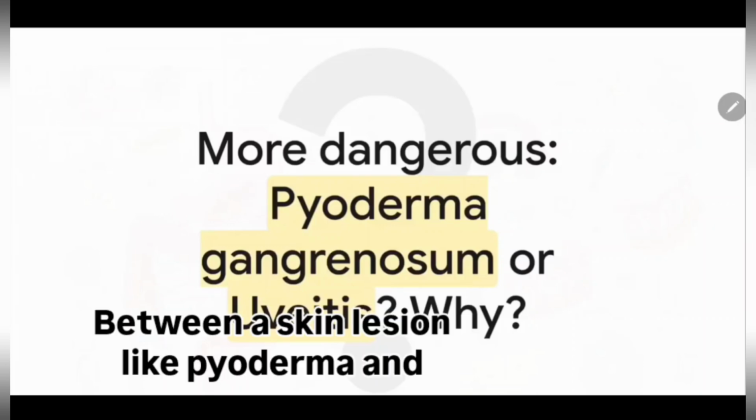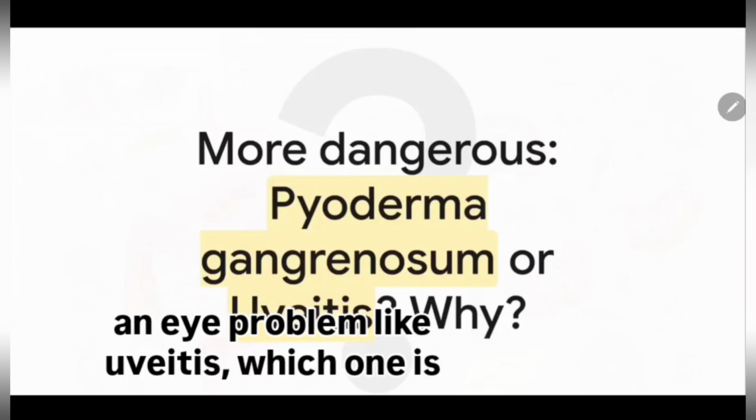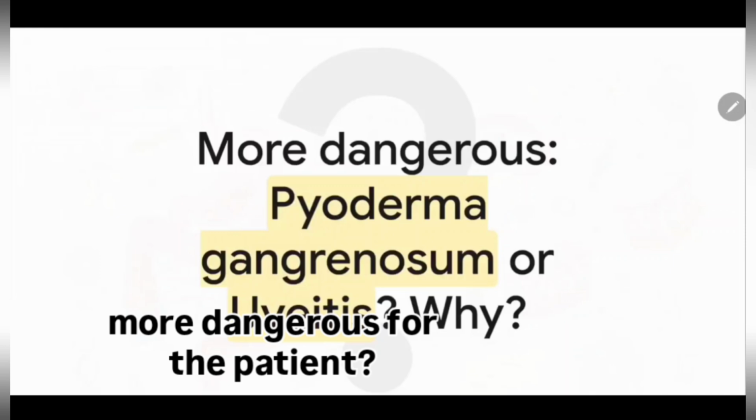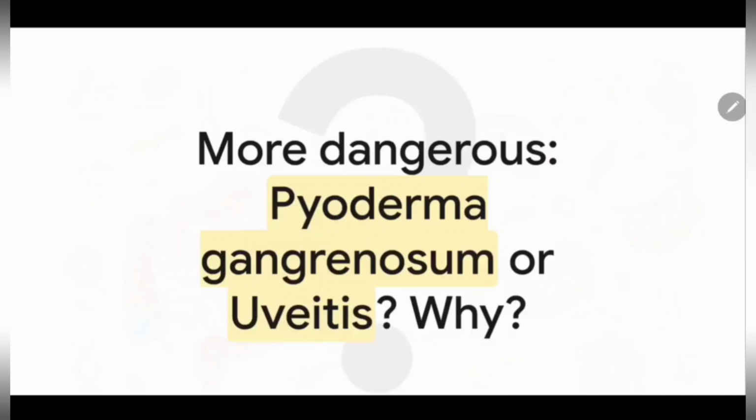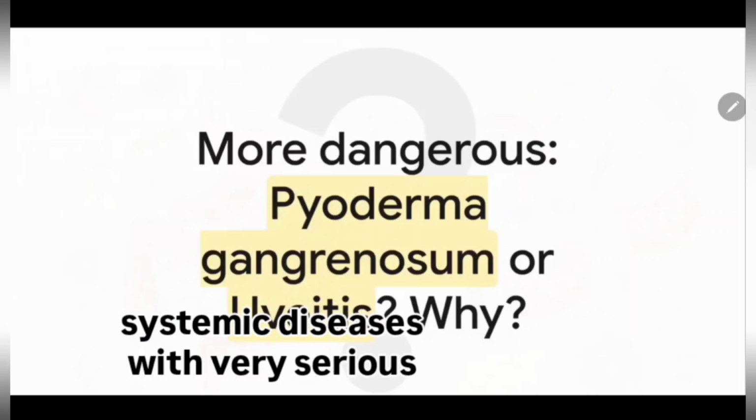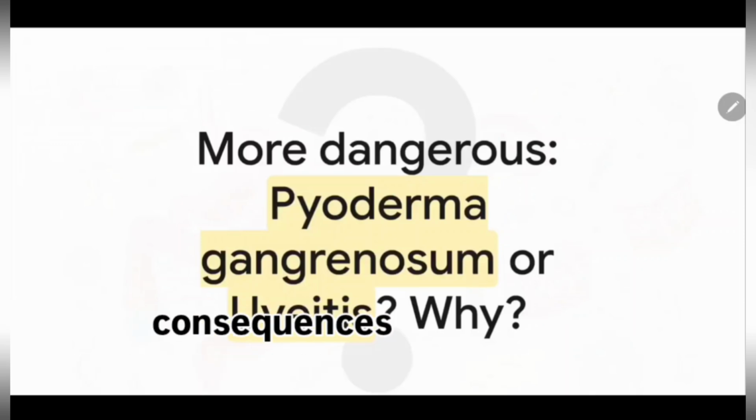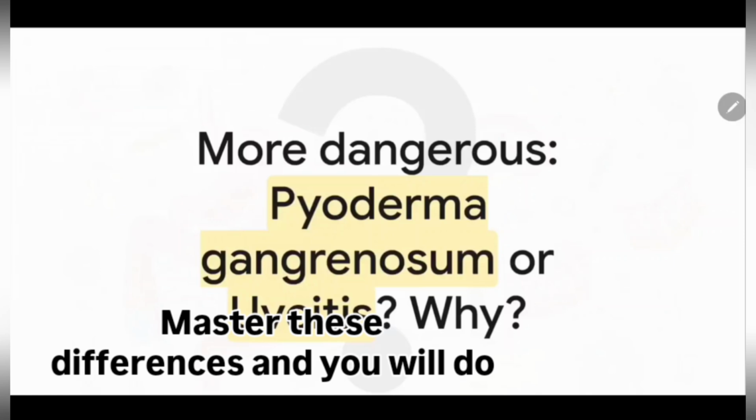Between a skin lesion like pyoderma and an eye problem like uveitis, which one is more dangerous for the patient? Think about it. It's uveitis. Why? Because it can lead to permanent loss of vision. It's a powerful reminder that these are systemic diseases with very serious consequences. Master these differences and you will do very well.